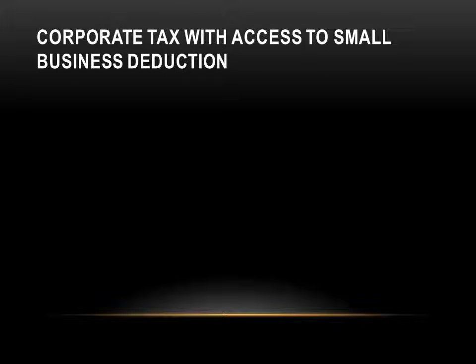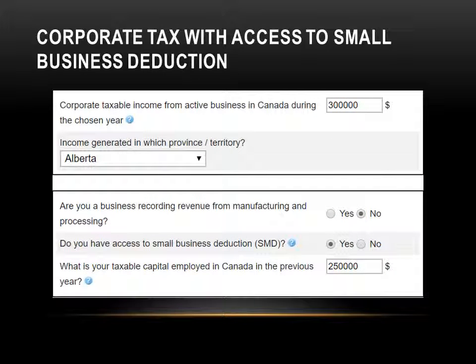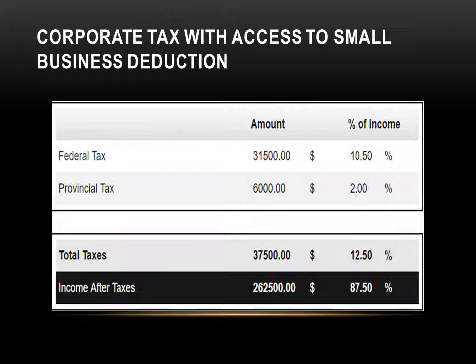On our next slide, there are other forms of business that have access to the small business deduction. The next table shows that the company is registered in the small business deduction. If you notice, they have lower rates. For federal tax, it is 10.5%, while provincial tax is 2%.